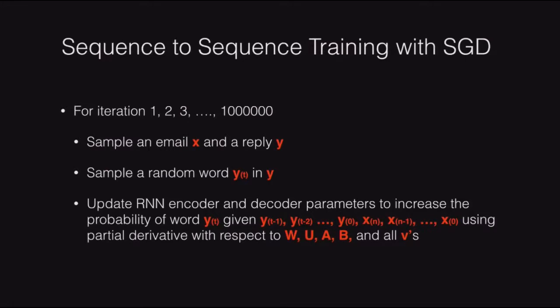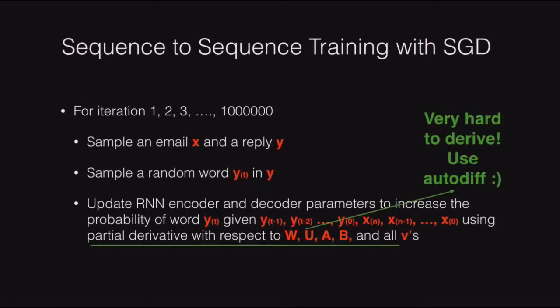And then you sample a random word y_t in Y. And then you update the RNN encoder and decoder parameters so that you can increase the probability that y_t is correct given all that you've seen before, which is your y_t minus 1, y_t minus 2, etc., and also all the x's, right? And then you have to compute the partial derivatives to make it work. Computing partial derivatives is very difficult. So again, I recommend you use something like auto differentiation in TensorFlow or Torch or Theano.